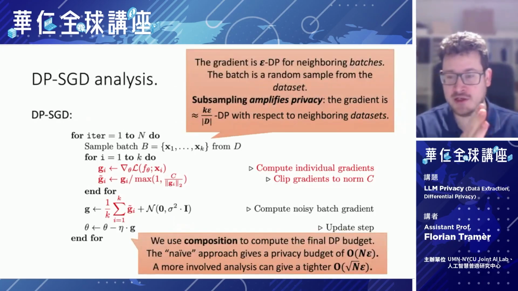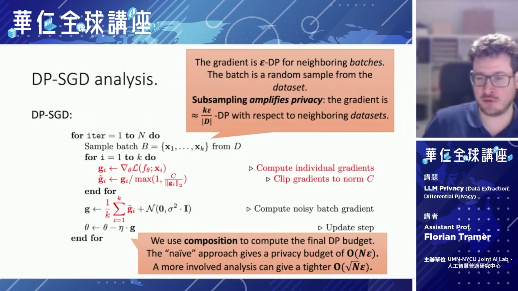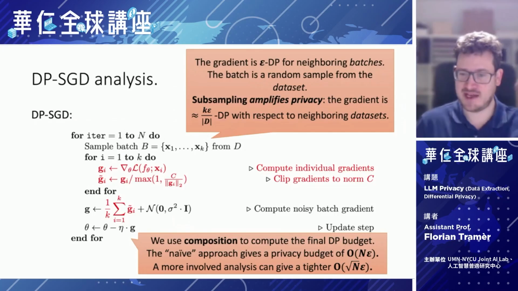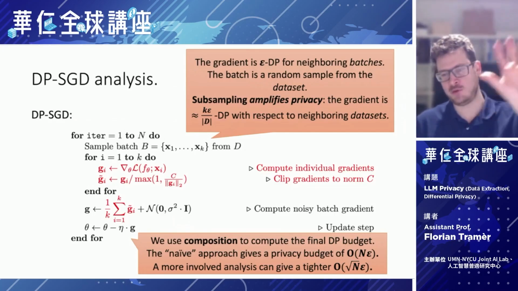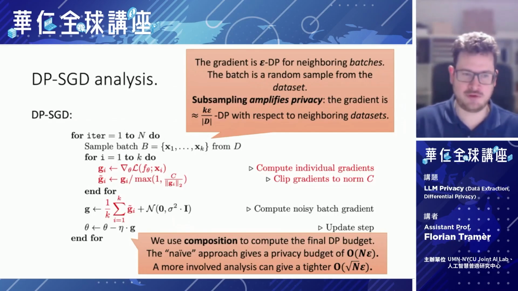The first thing here that we can exploit is the fact that in each step, we're not actually computing gradients over all samples, but we're computing them over a random batch. And so the fact that we sample this batch at random in each step actually provides some privacy in itself, because most data points are not used in every step. And so this is something we can incorporate into the analysis to get a better bound.